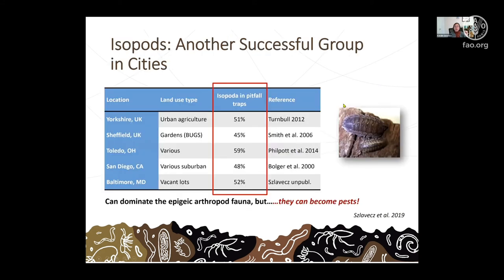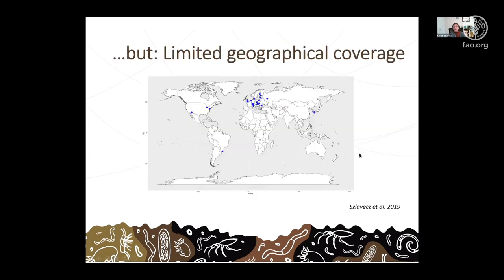Another successful group in cities are isopods, which often dominate pitfall trap materials. They can become pests, in which case ecological or ecosystem service becomes ecosystem disservice.